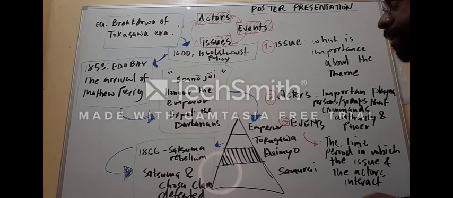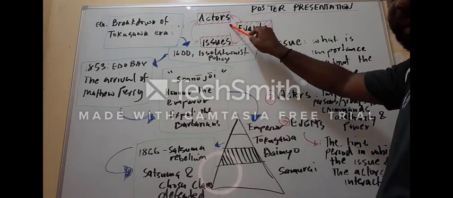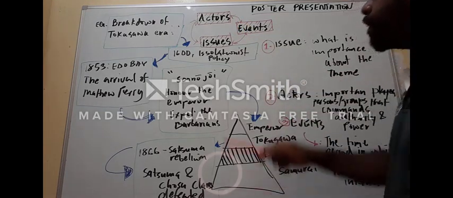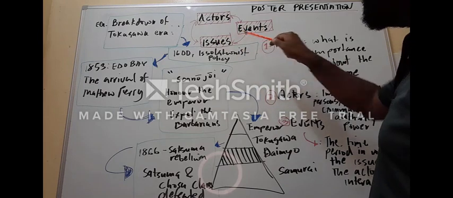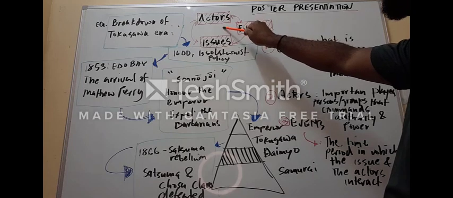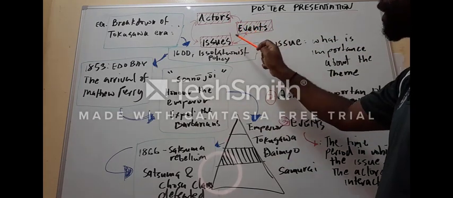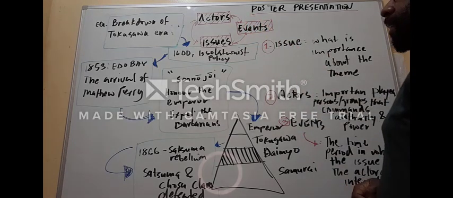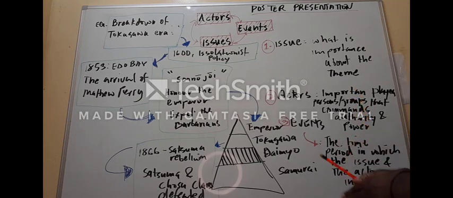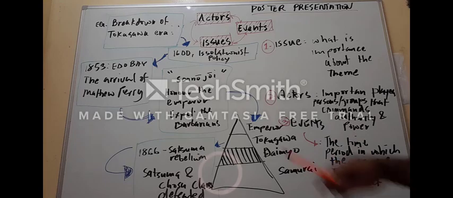So what are these indicators? The indicators are actors, events, and issues. Or you may go the other way around: issues, actors, and events. What you're trying to do is make sense of the relationship of these indicators here. Issues, events, and actors. Now what do I mean by indicators when I say the issues, the actors, and the events here?